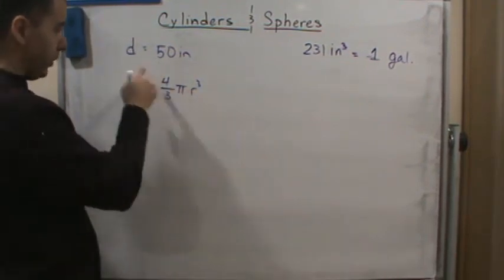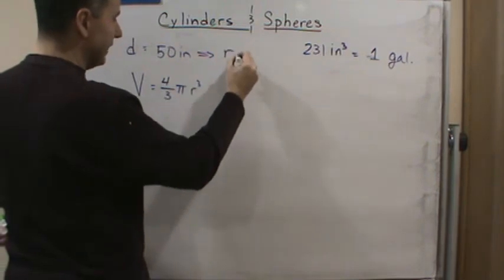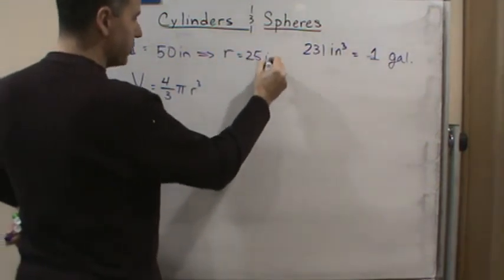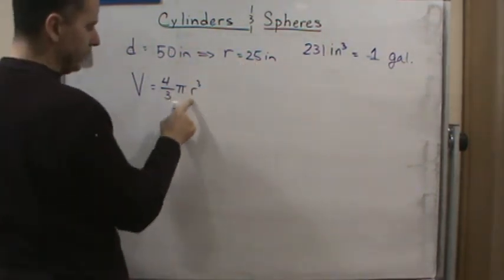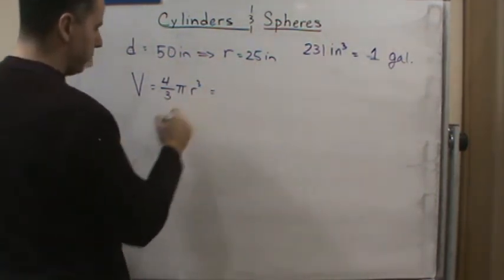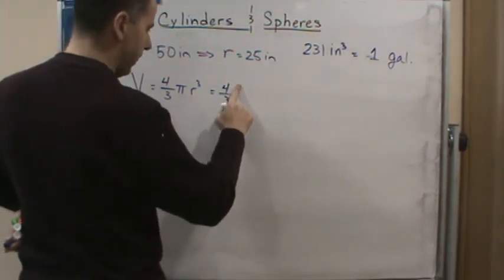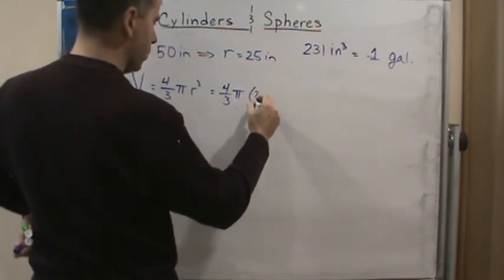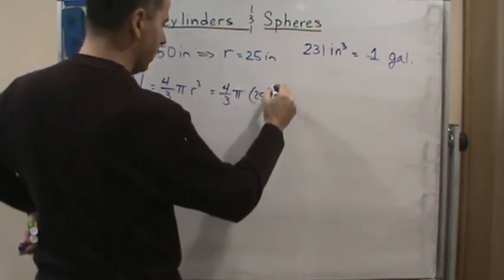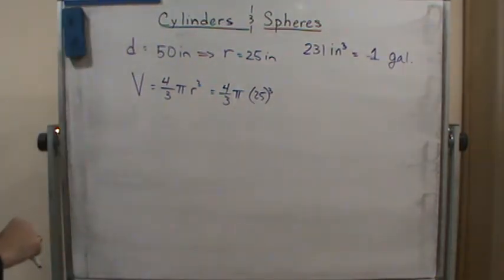what do we know? Well, we know the diameter, which means that the radius is equal to 25 inches. So don't accidentally use diameter. You've got to use radius here. So now all we have to do is plug and chug. It's 4/3 pi, and it's going to be 25 cubed.